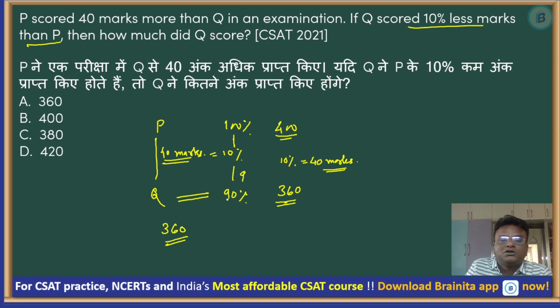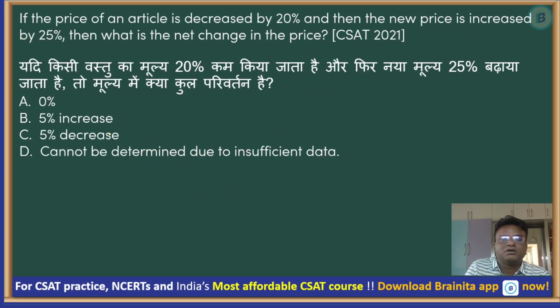Only when Q scores 360, these conditions are met, right? So, in a hurry, you may end up making that mistake and mark 400 as an answer. Remember that, don't do that. 360, option number A. Let us move to the next one.